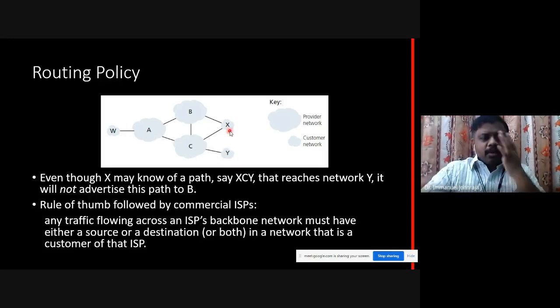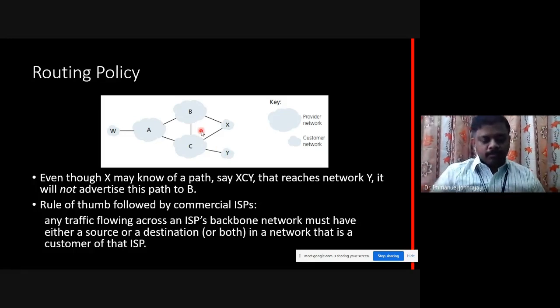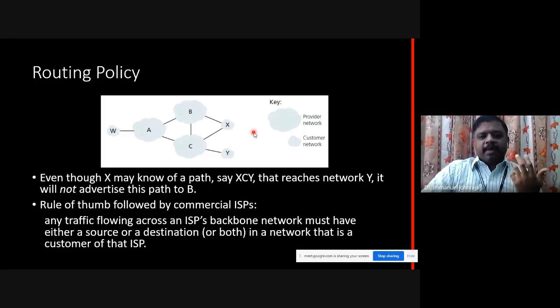Now X knows how to reach Y, but X will not advertise this information to the autonomous system B. The reason is, if B knows that Y can be reached through X, then it may go for hot potato routing. Then X has to unnecessarily carry this packet, which is not required. So this is an example of a policy.